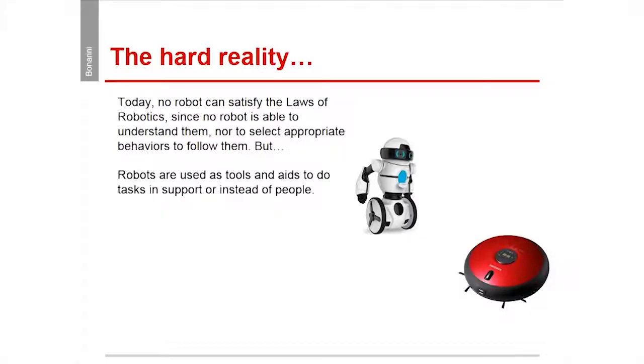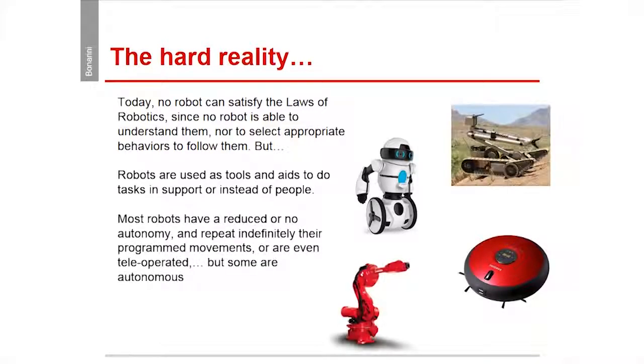Robots are used as tools, aids to do tasks in support of people, or instead of people when this is dangerous, maybe, or too heavy for people. Most robots have no autonomy, or a small autonomy, just a few autonomous abilities, and repeat their movements. Many of them are teleoperated, but some are autonomous.